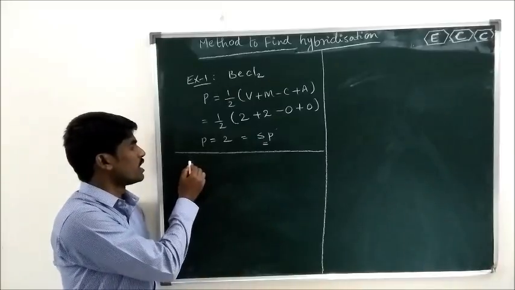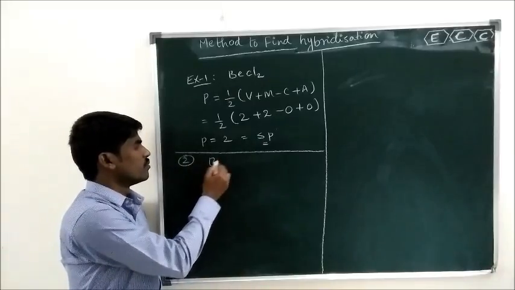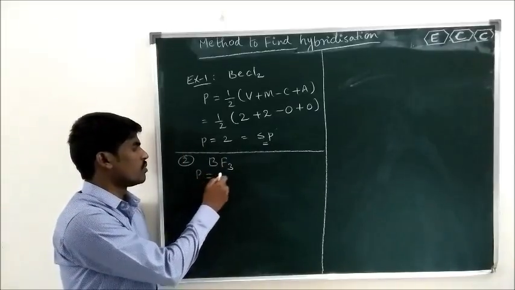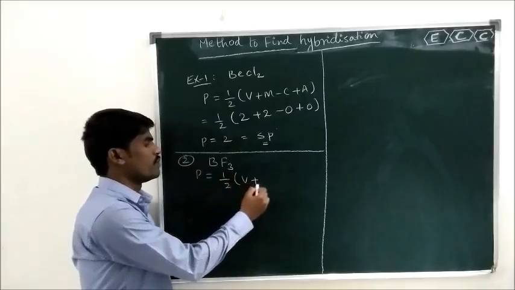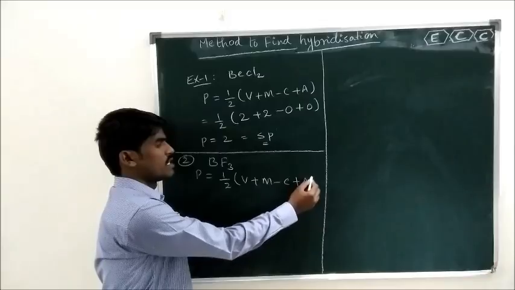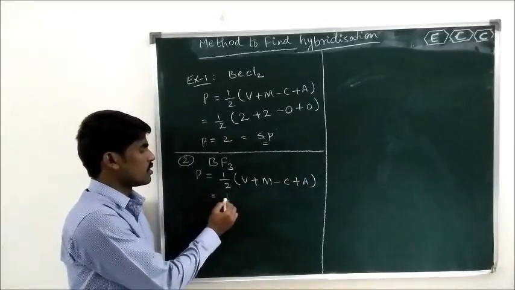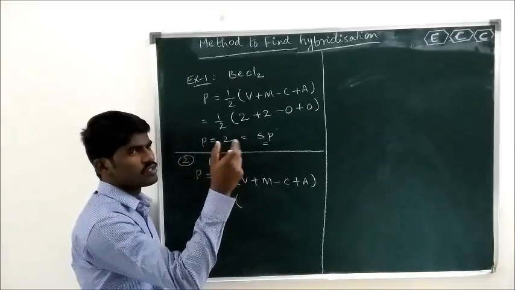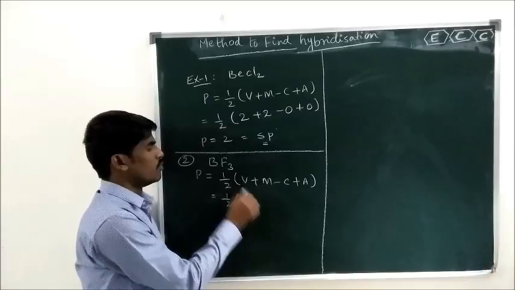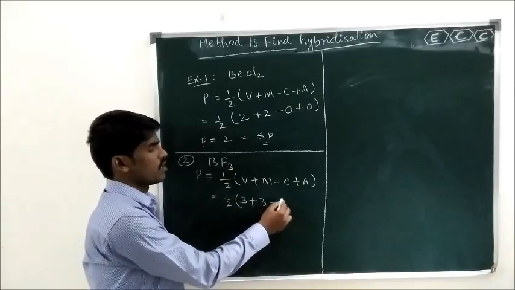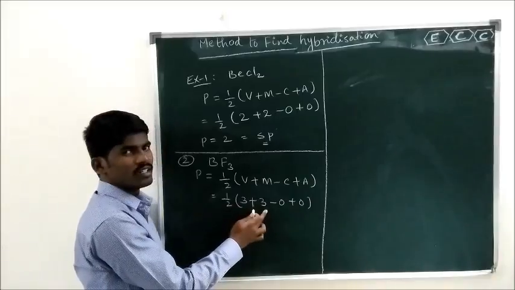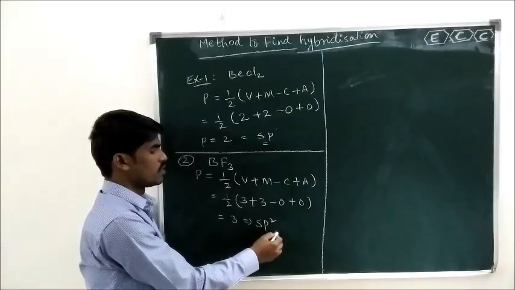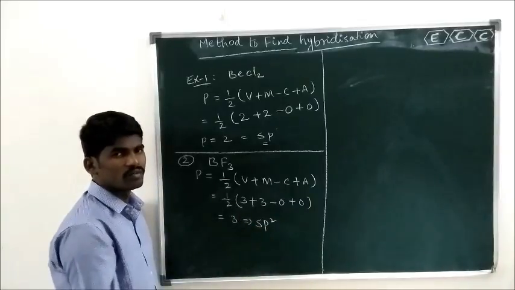Similarly, let's look at the second example, BF3, boron trifluoride. What is the formula? P is equal to half of V plus M minus C plus A. So, half of, valence electrons in boron are equal to 3: 1s2, 2s2, 2p1. No? Outermost electrons are 3. Monovalent atoms are also equal to 3. Charge on cation 0, anion 0. 3 plus 3, 6. 6 by 2, 3. So, this gives you sp2 hybridization. Why? Because P is equal to 3.